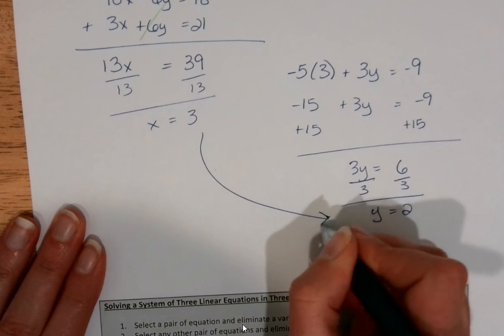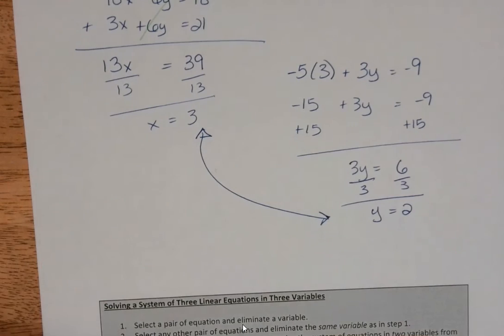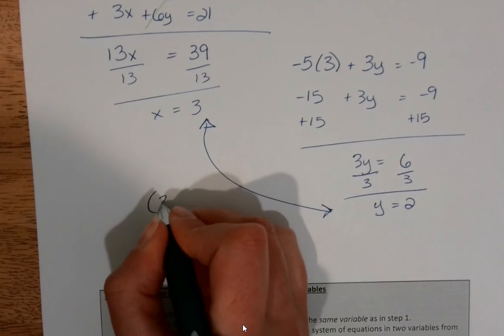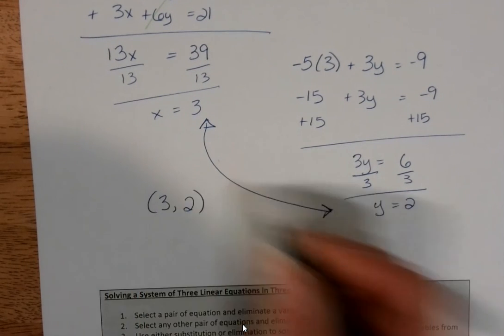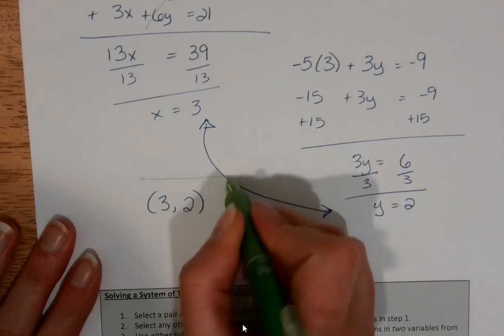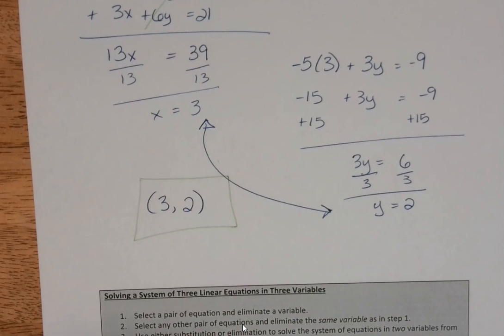Remember that we need to put those 2 values together to get our solution. So our solution is going to be the ordered pair, 3, 2. We answer as an ordered pair if it's a system of 2 variables. We will answer with an ordered triple if it's a system of 3 variables.